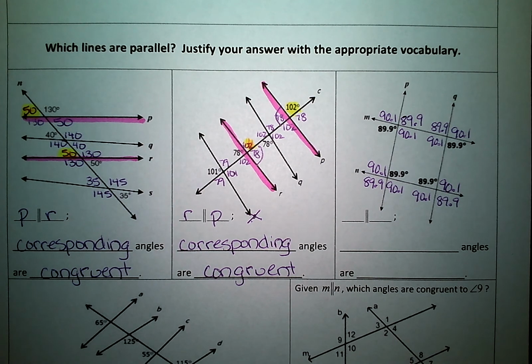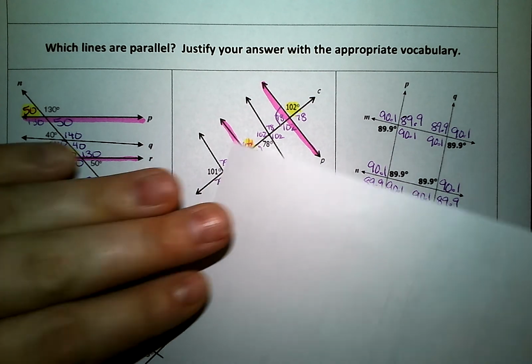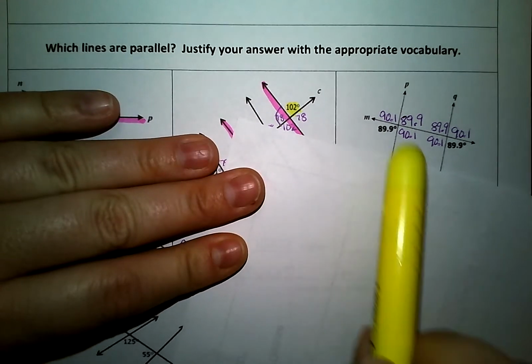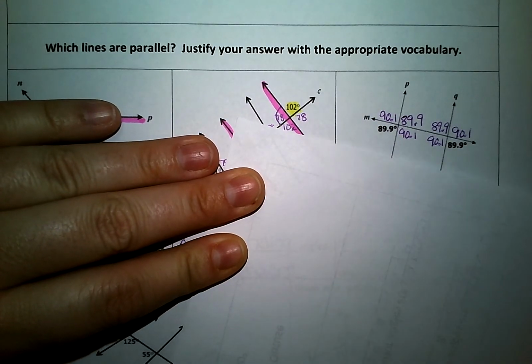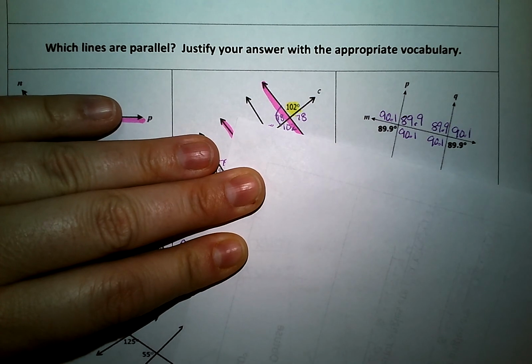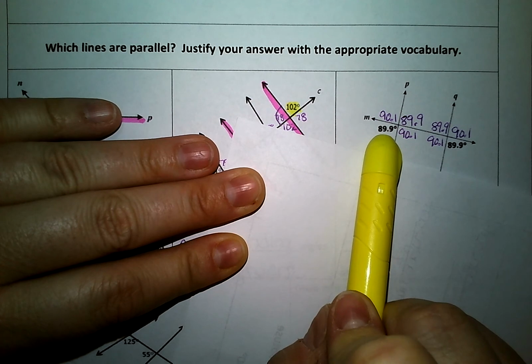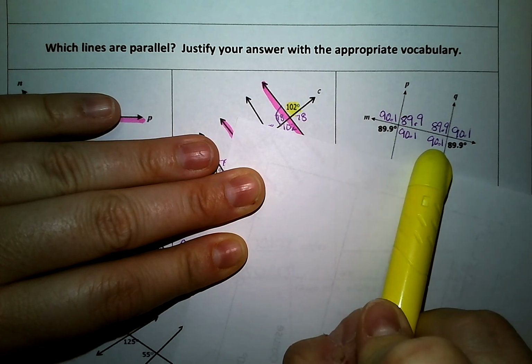If I cover up line N and just look down this line M as a transversal, I do not see any congruent corresponding pairs. This 89.9 degrees would match up with 90.1 degrees, and that's not a congruent pair.